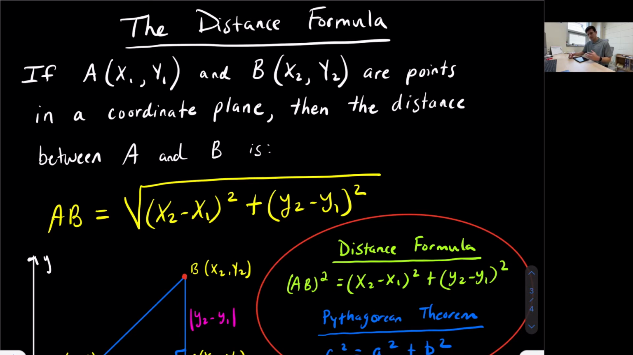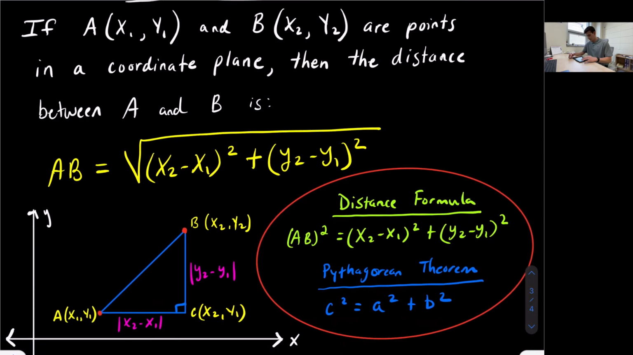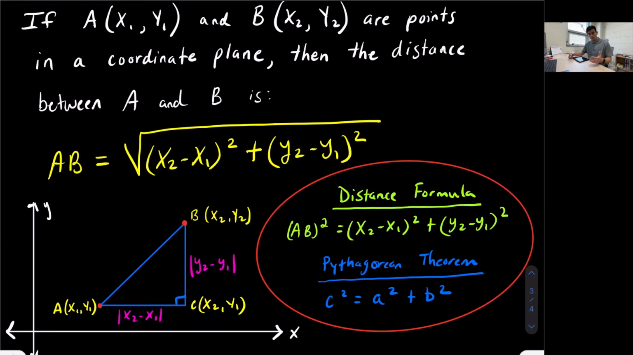Okay, now where does this formula come from? Well, it actually comes from the Pythagorean theorem. So if we think about this example right here, we have point A and point B. So here's point A, here is point B. The distance between these points is not a horizontal distance or a vertical distance, but it's a diagonal distance.